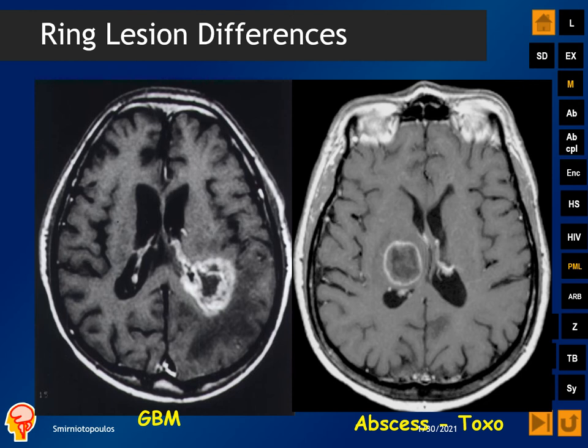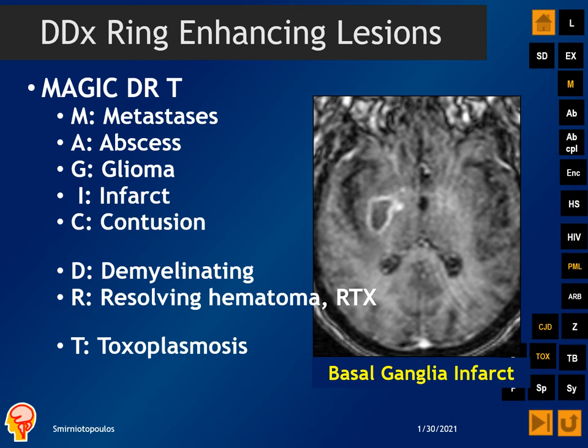A classic distinction between a ring lesion representing a necrotic abscess and a GBM is that the necrotic neoplasm has a very thick and irregular wall, and the cavity is not going to show restricted diffusion. This is a long laundry list of things that cause ring-enhancing lesions. Some people like to say magic doctor. Some people like to say magic Dr. T. And again, we have this list of things in our differential diagnosis.